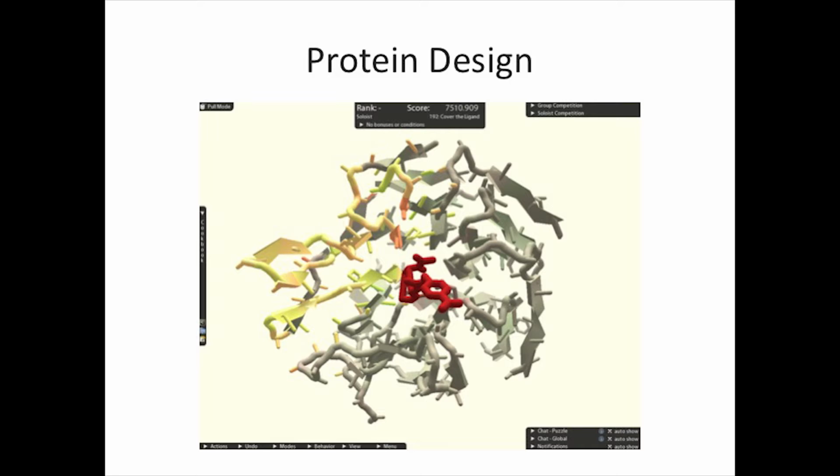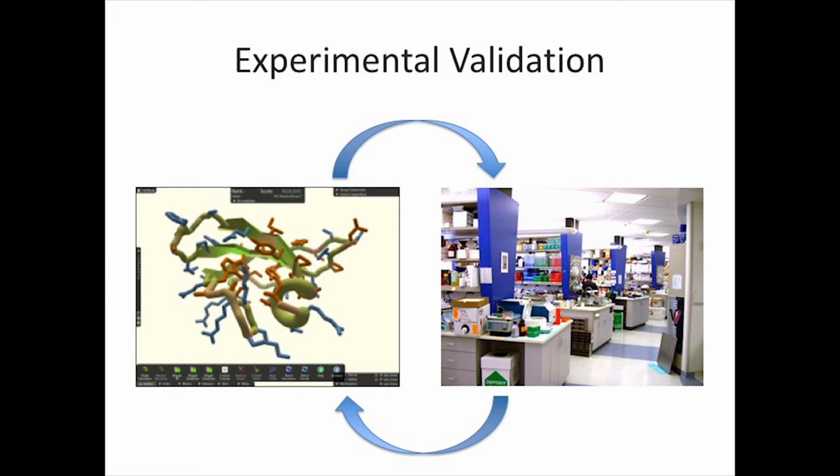And what we asked the players to do was to redesign this region of the protein that they could change to try to make more contacts with the small molecule and hopefully make a better enzyme, a more efficient enzyme. And the really exciting part about doing protein design in Foldit is that we can actually experimentally validate the designs that the players come up with by synthesizing them in the lab.